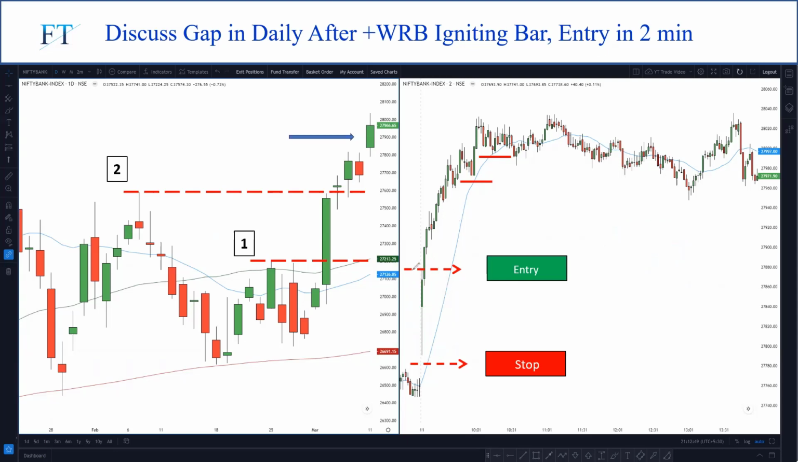So we can take the entry above this candle. We can keep our stop here, giving it a little bit more room so that even if the prices come back down, you have some room left for your stop. Then you can just trail your stops whenever a pivot forms. So we have the first pivot which has formed here. So we can trail our stop from here to here, and we can raise it to here. And eventually you will get stopped out around these areas, right?